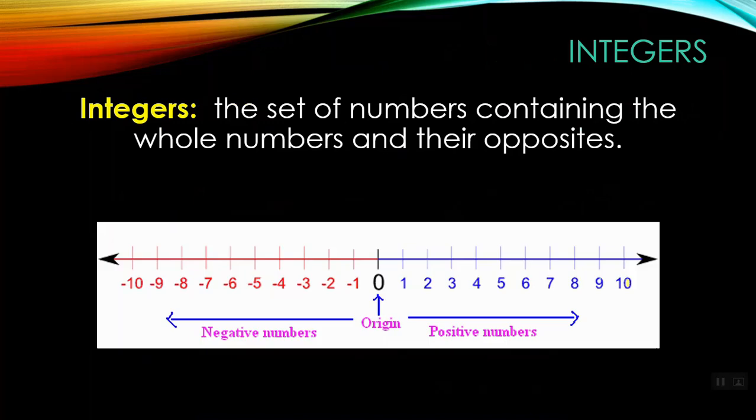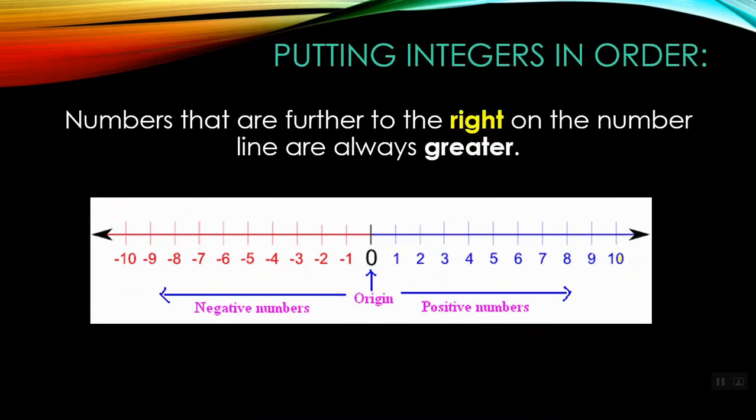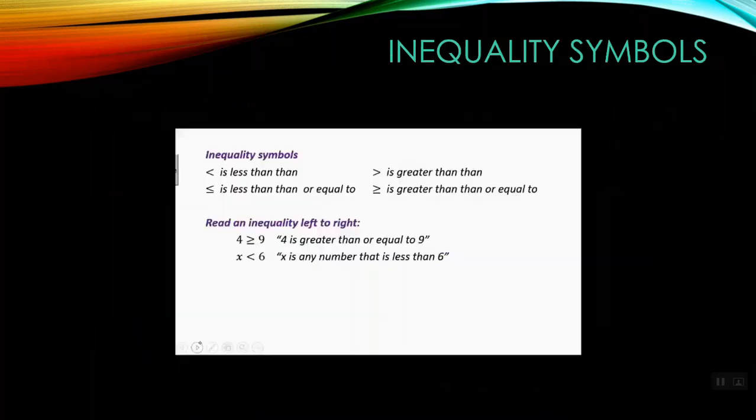All right, so back to integers. We talked about them as the set of numbers containing all the whole numbers and their opposites. And you can see that we can show them on a number line with the origin 0 separating the positive numbers and the negative numbers. If we move to the right on the number line, the numbers keep getting greater, and if we move to the left on the number line, the numbers keep getting lesser. So when we're putting them in order, remember that if a number is farther to the right of another number, then it is greater than that number.